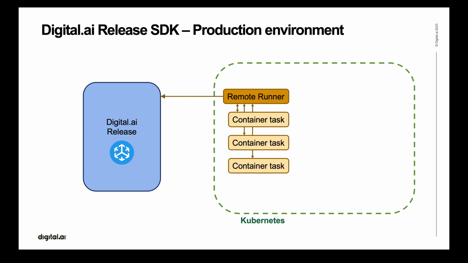The remote runner component is an agent within Kubernetes that takes care of running the tasks and communicating with the main release server. The release server does not need to be in the Kubernetes cluster, and the cluster can run in an entirely different network. The remote runner agent will initiate communication with the main release server, so no inbound connections are required.